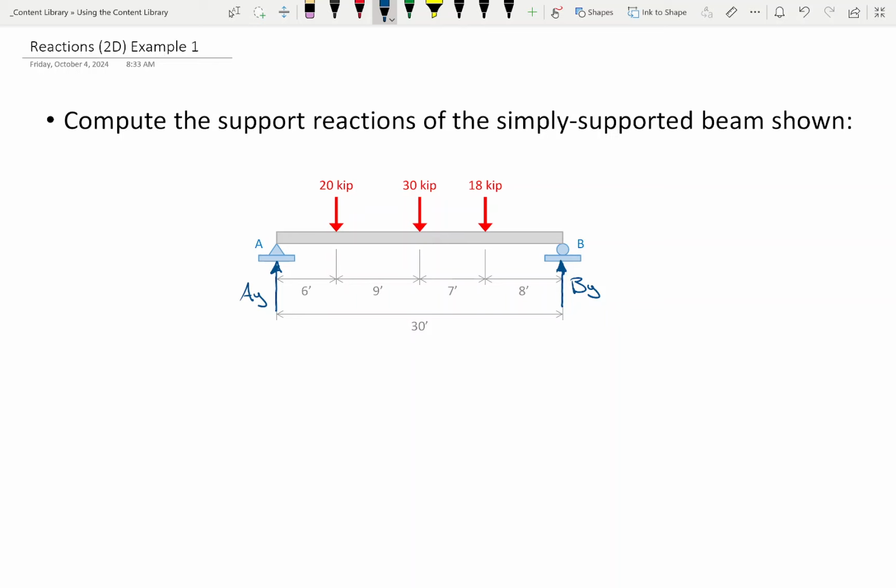Now, we do have an unknown right here in the x direction. So we're going to call that AX, all right? But we might talk about that a little bit later. Okay. So far, so good? Okay. Now, how many unknowns do I have in this system? 3, right? I also have 3 equations of equilibrium.